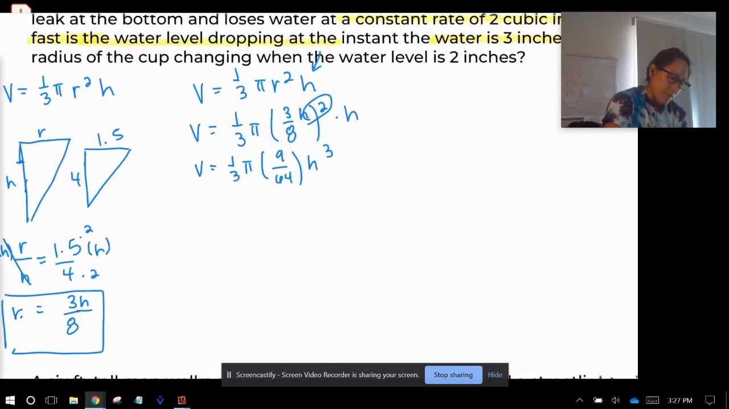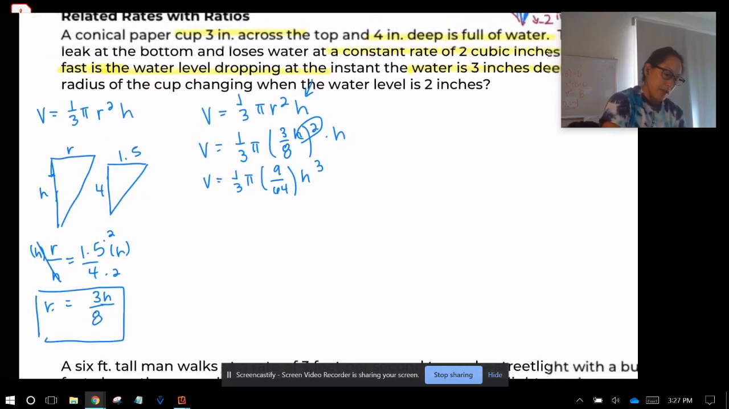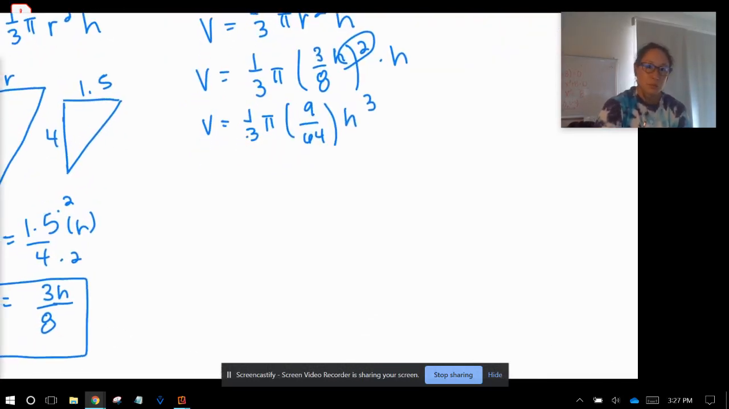Okay, let's take out the 3. I get the volume is equal to, well, my computer's way behind. Okay, the volume is equal to 3 pi over 64 h cubed. Look how nice that is. Now we can take the derivative.